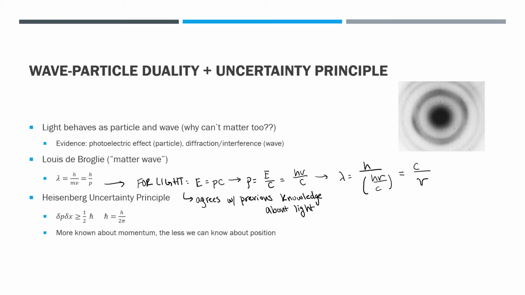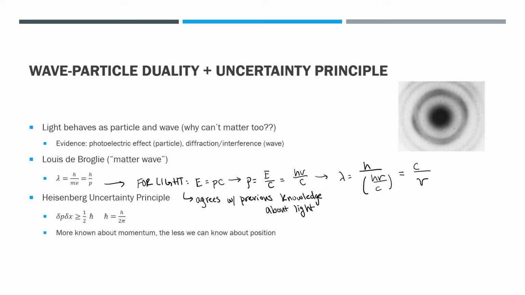But before, we also knew that light behaved as a wave because we saw that we had diffraction effects and constructive and destructive interference effects. So de Broglie said, if light can behave as a wave and a particle, why doesn't matter also behave as a wave and a particle? There should always be some sort of wave-particle duality.